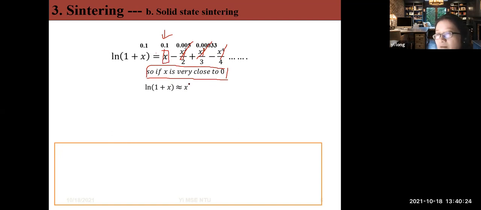Now I'm asking one question here. If x is very close to 0, same condition, what is exponential x equal to? Very approximately.